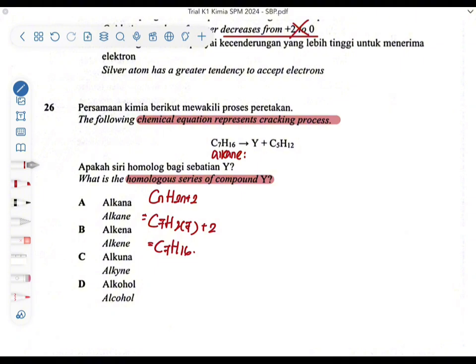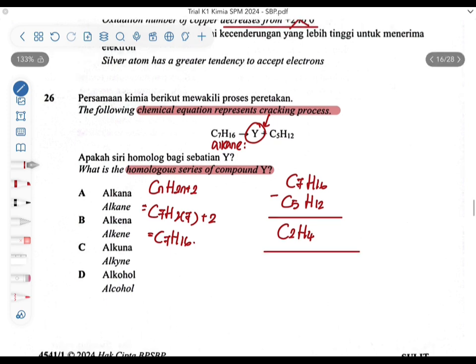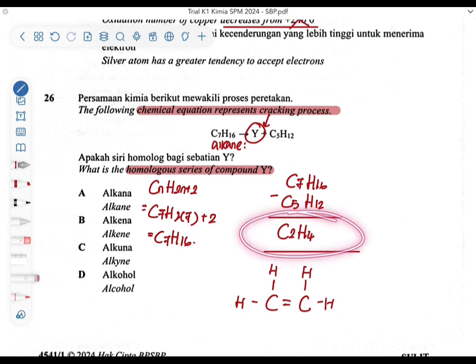And then basically, if you want to know what is the homologous series of the compound Y, we want to find what is Y, we just do the mathematical correction. So our answer is C7H16 minus H12, and then you will get C2H4. Okay, so let's see what homologous series will have this kind of chemical formula, or even you can draw it out. This structural formula is the same as the C2H4 here. So it has a double bond. It means that it is an alkene.